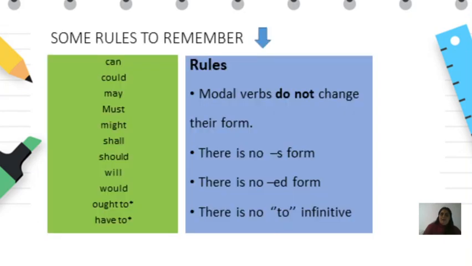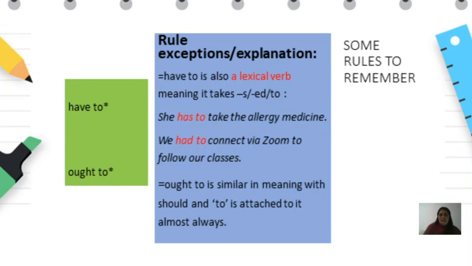Some rules to remember about the modal verbs. They do not change their form. There is no s form, there's no ed form, and there's no to infinitive form. You can see in the last two verbs, ought to and have to, they do have to, but there's an explanation for it. These are exceptions. Have to is also a lexical verb, meaning it takes ed, it takes to.